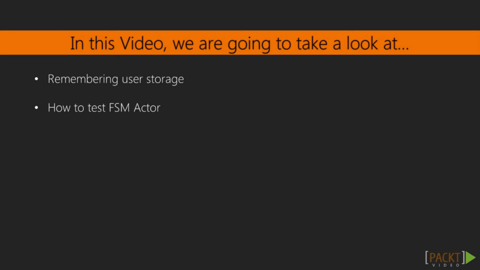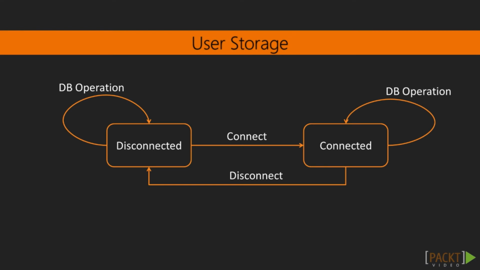Let's get started. Here is our example from Section 3, User Storage FSM. Let's revisit our FSM actor logic. User storage starts in the disconnected state. If it receives a connect message, it will be in the connected state. And if it receives any other messages, it will stay in the disconnected state. In the connected state, if it receives a disconnect message, it will switch to the disconnected state. And if it receives any other messages, it will stay in the connected state. So, let's test this logic.